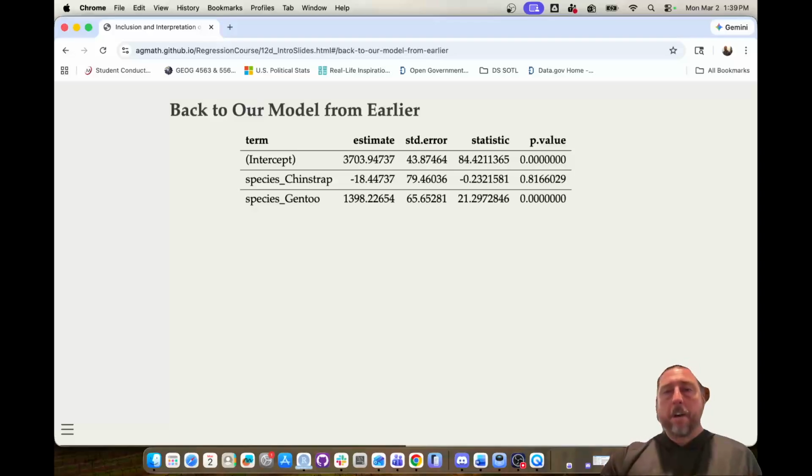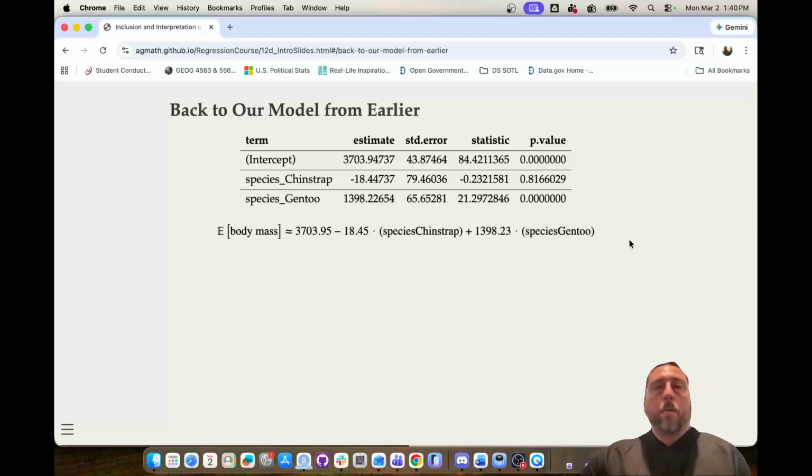So back to our model from earlier, this output seems to make more sense. So I have an intercept. I have a model term attached to species chinstrap. That's going to be an indicator variable that takes on the value 0 if the penguin is not a chinstrap penguin. And it'll take on the value 1 if the penguin is a chinstrap. Similar for the species Gentoo variable, it will take on either 0 or 1. So I've got now this equation, this fitted model or estimated model for penguin body mass. This is the same model as we saw earlier.